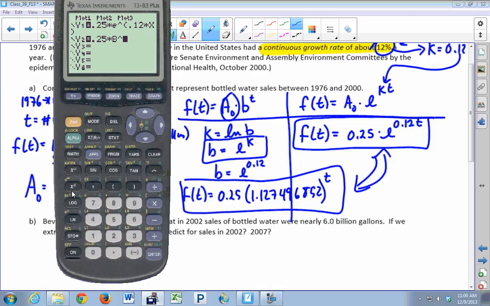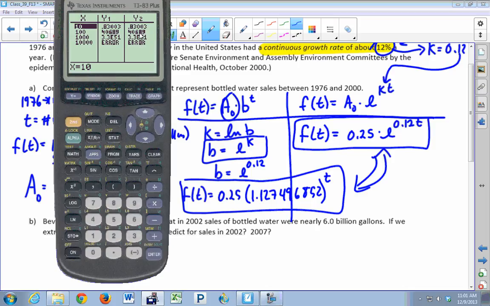That's raised to the X power. Where's X? There it is. Okay, so now let's start this table at year 0, which represents 1976. So I'm going to start my table at 0, and I'm going to increment by a year. And let's have this table increment automatically so you can see that the values are the same. See, the values are exactly the same here.